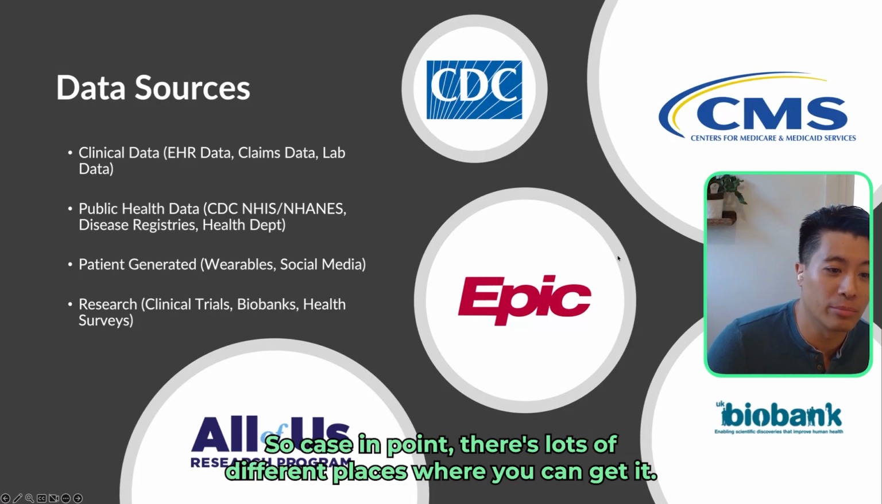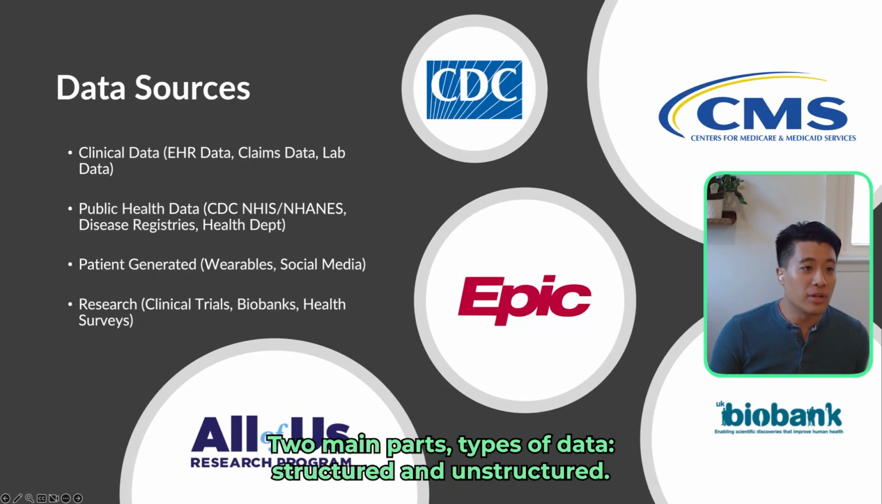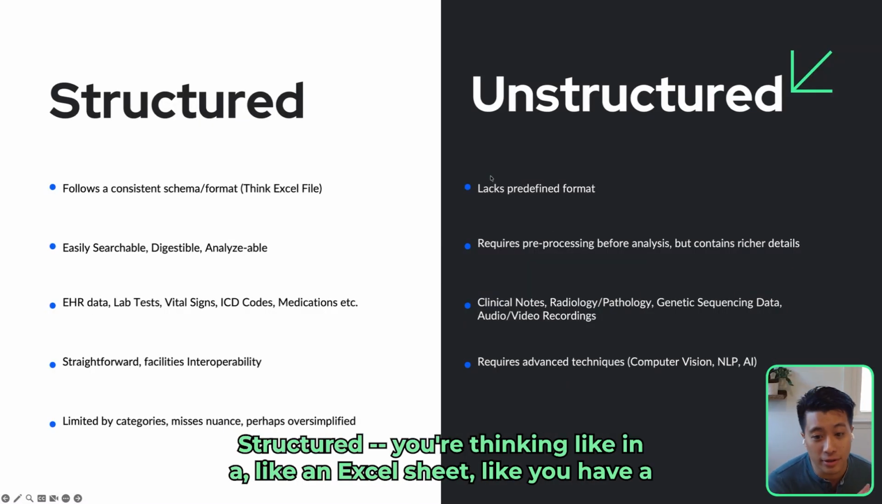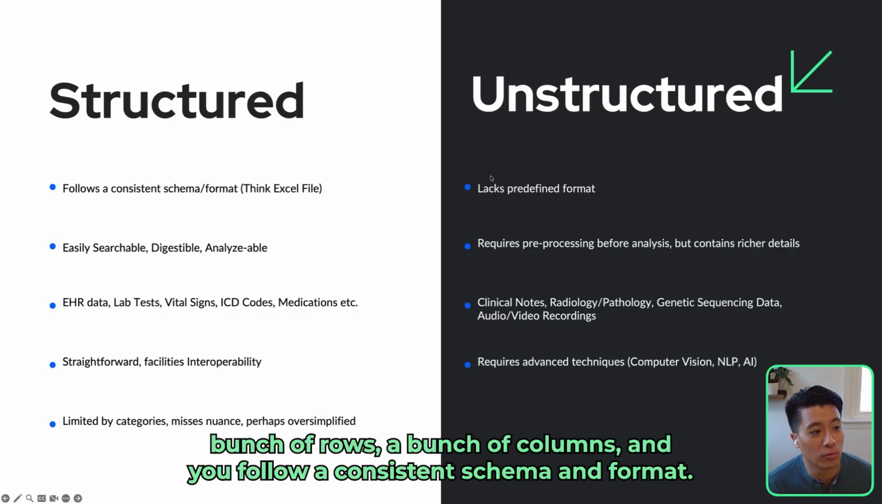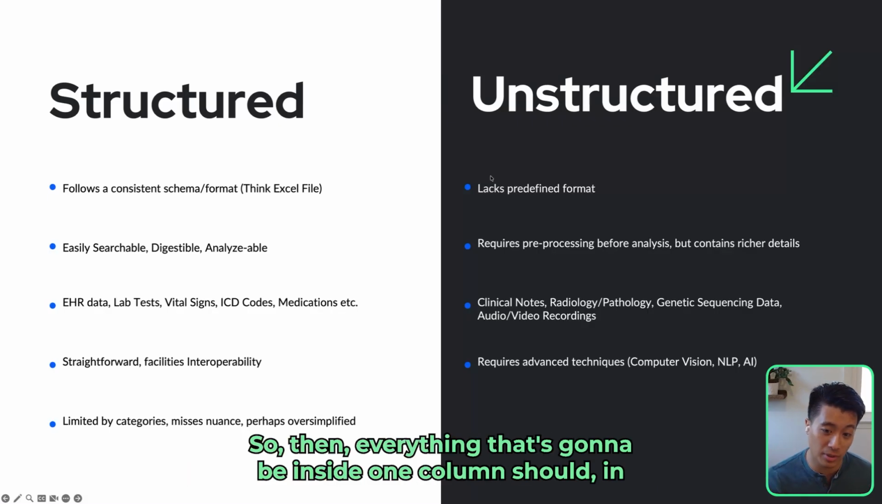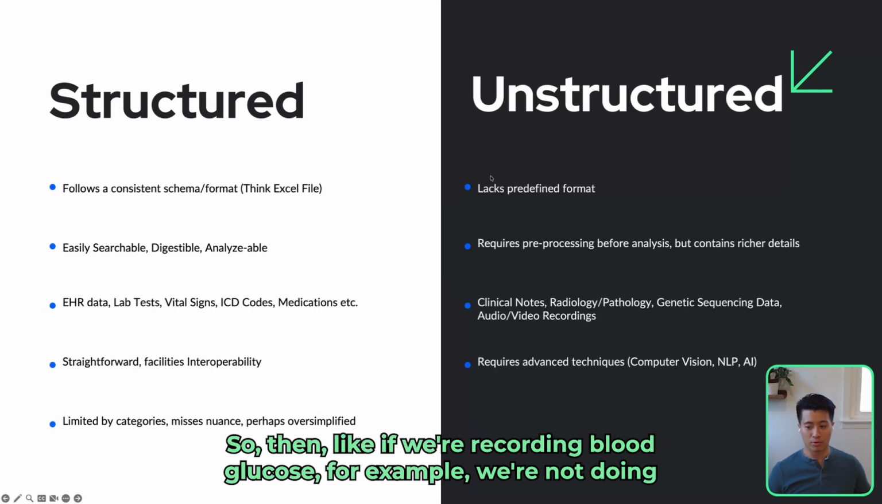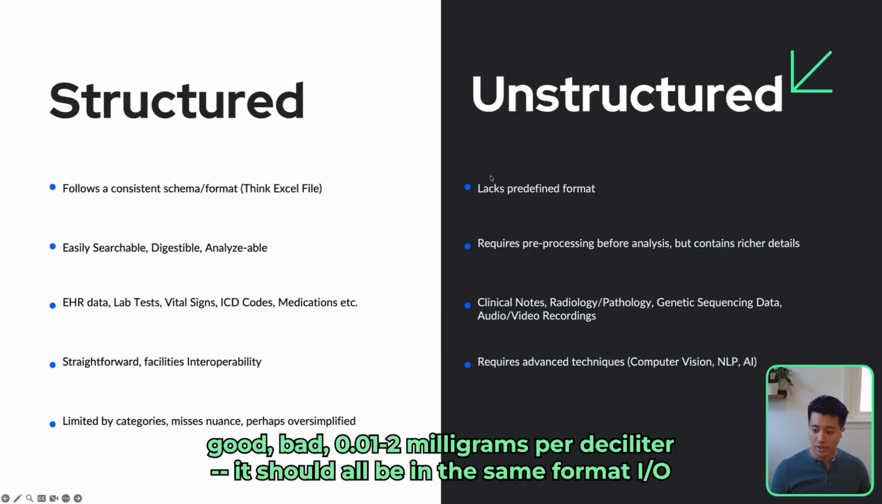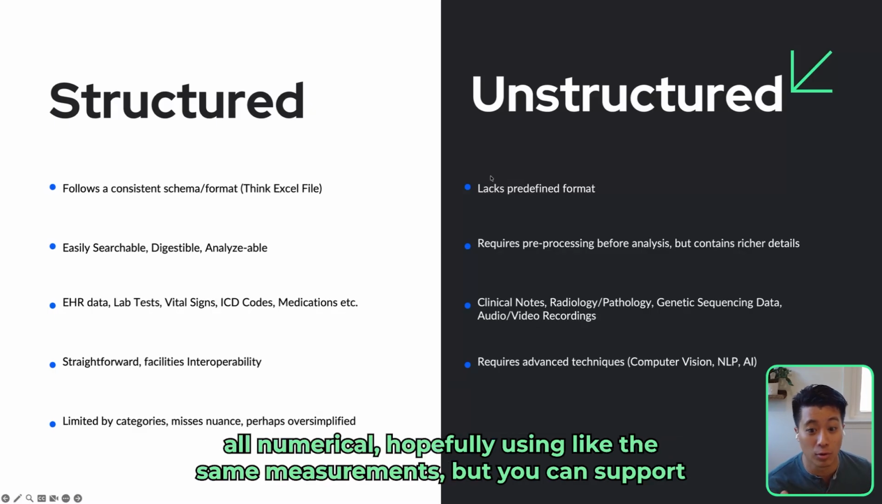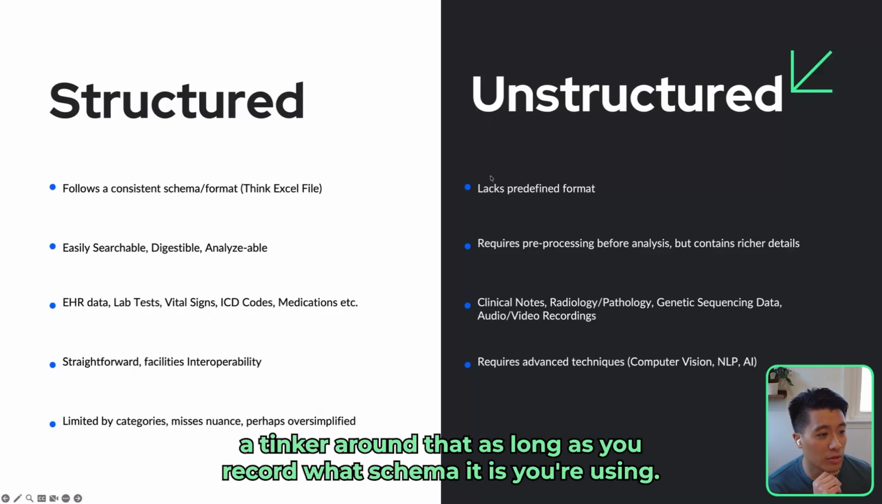So case in point, there's lots of different places where you can get data. There are two main types of data: structured and unstructured. Structured, you're thinking like an Excel sheet, where you have a bunch of rows, a bunch of columns, and you follow a consistent schema and format. So everything inside one column should, in theory, all be of the same type. If we're recording blood glucose, for example, we're not doing good, bad, 0.01, 2 milligrams per deciliter. It should all be in the same format, all numerical, hopefully using the same measurements, but you can tinker around with that as long as you record what schema you're using.